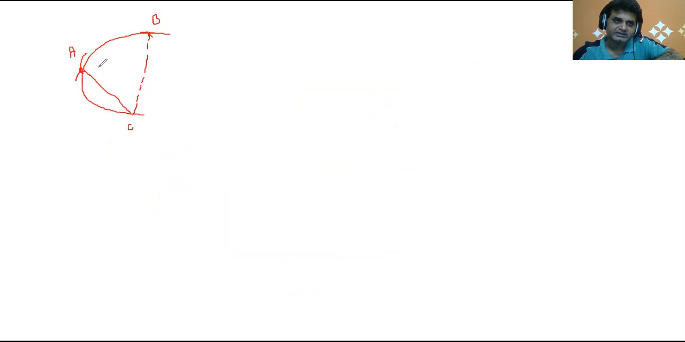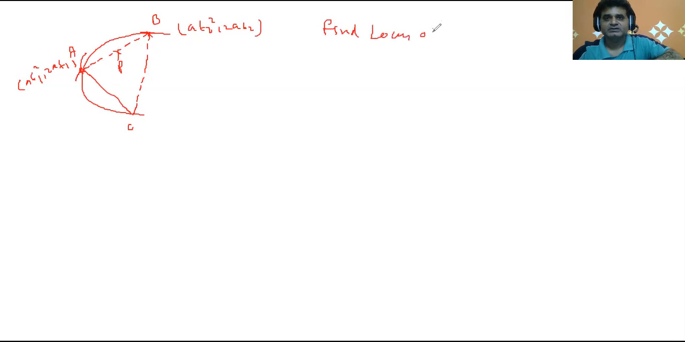Now we are moving to the next type of question. Suppose this is the parabola and there is a point A and another point B. We have drawn normals at A and at B, which are intersecting the parabola at point C. Let this point A be a t1 square comma 2a t1 and point B be a t2 square comma 2a t2. Now we have to find the locus of the midpoint P of line AB.